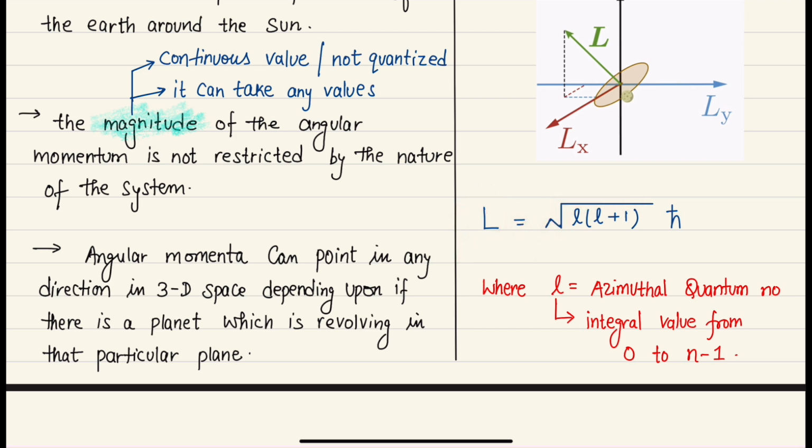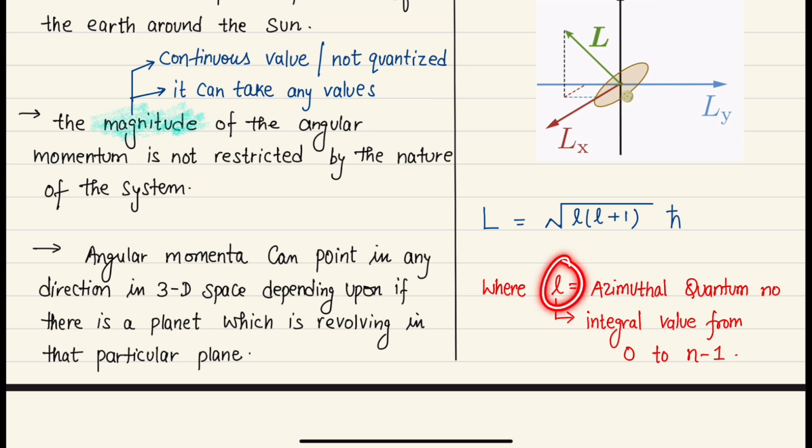Now, in quantum mechanics, the magnitude of the orbital angular momentum is given by the square root of L into L plus 1, times h cut, or h cross. Understood? This is very, very important. In quantum mechanics, the magnitude of the overall angular momentum is equal to the square root of L into L plus 1, times h cut. This h cut is outside of the root.